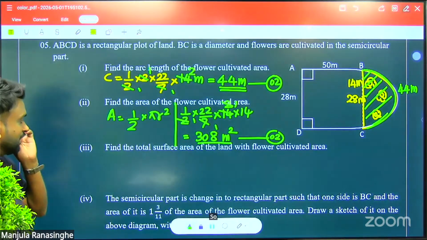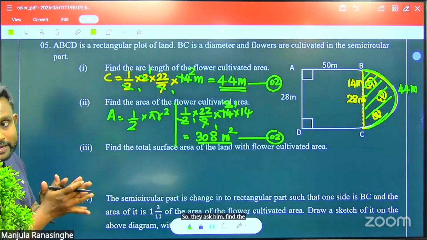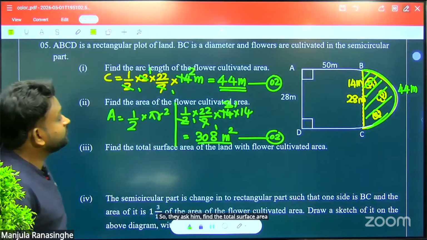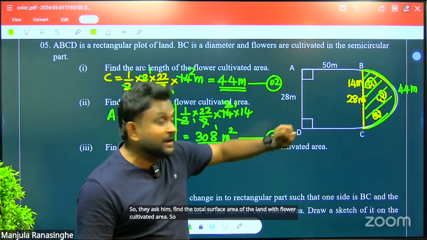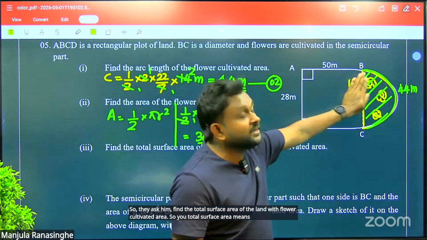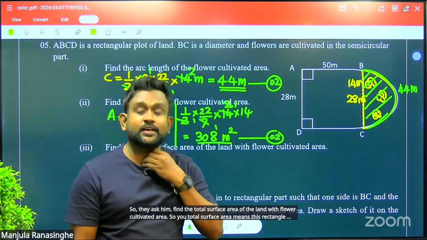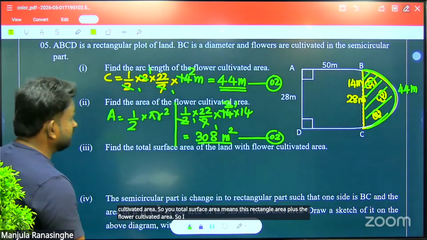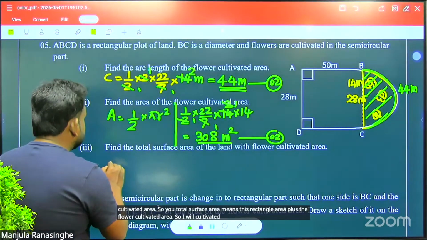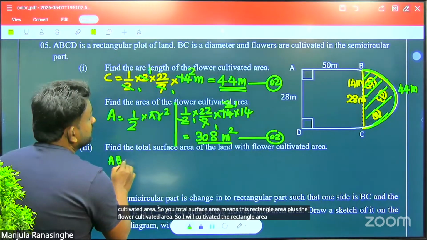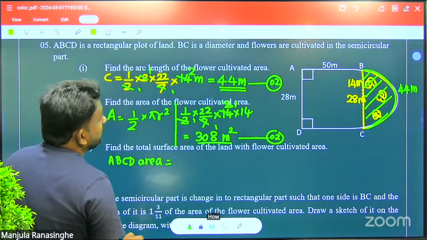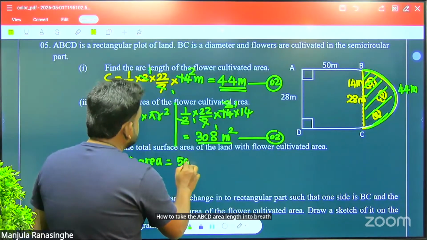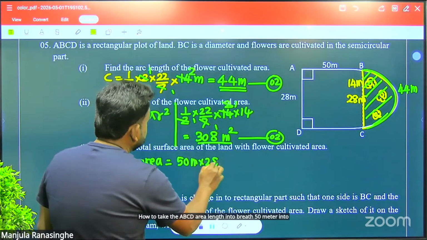So they're asking, find the total surface area of the land with the flower cultivated area. Total surface area means this rectangle area plus the flower cultivated area. So I will calculate the rectangle area, the ABCD area. How to take the ABCD area? Length into breadth: 50 meters into 28 meters.